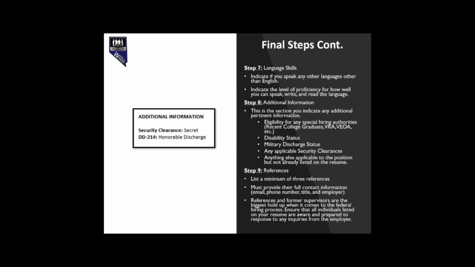Next will be any additional information. This is the section where you indicate any additional pertinent information such as eligibility for any special hiring authorities or hiring paths, such as recent graduate, if you're eligible for Veterans Recruitment Appointment, VRA, Veterans Employment Opportunities Act, VEOA, so on and so forth. If you were a former federal employee, you're going to list all those things. If you have a disability status, what your disability rating is, your discharge status, any applicable security clearances if you already have them, anything else that's applicable to the position but not already listed on the resume.